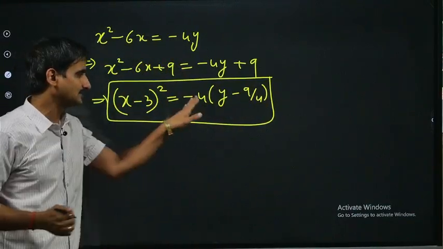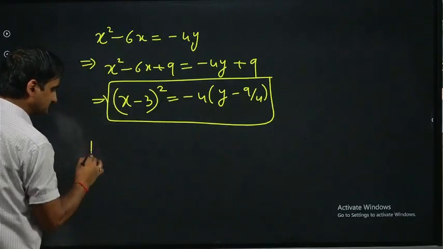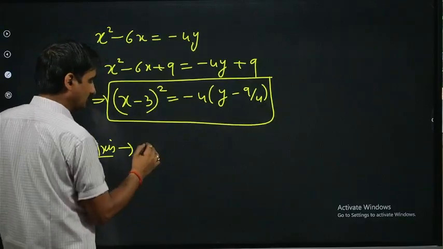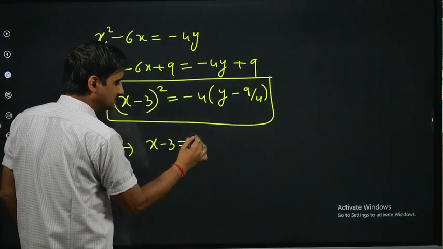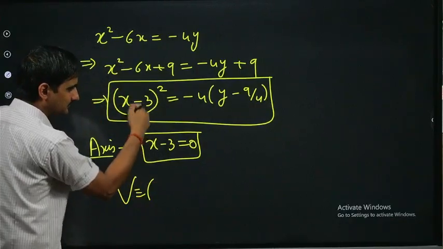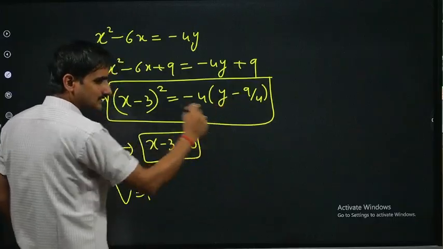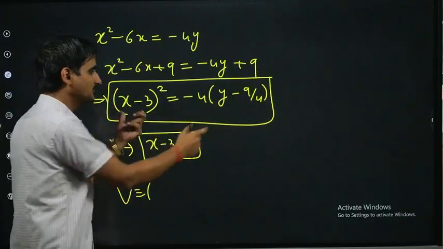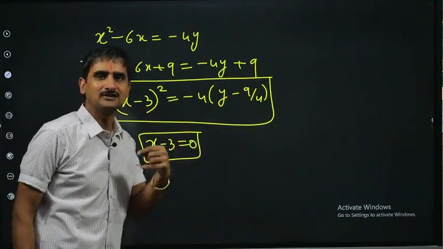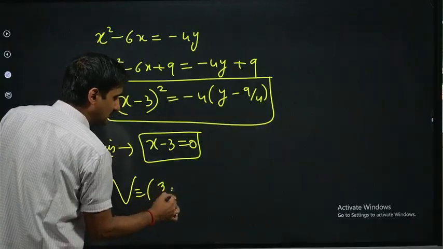Now the length of latus rectum is 4. Axis: equate the second perfect square term to 0. So x minus 3 equal to 0, that's the axis. Okay, if we have to get the vertex, then equate this equal to 0 and this equal to 0. See, these are two lines, this is vertical, this is horizontal. Their point of intersection will give us the vertex. So what is it? It's (3, 9 by 4).